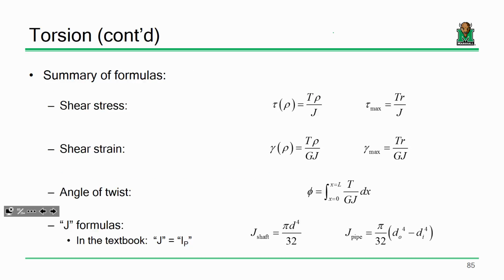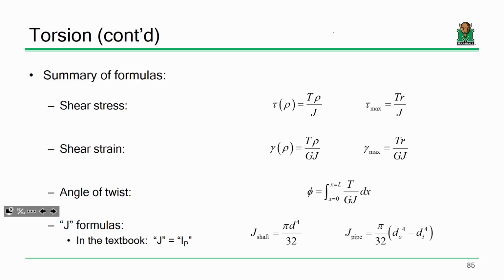Now, J, I've got formulas for J for a solid shaft and for a pipe. One point to mention, your book calls J I sub P, okay? The reason it does that is because I sub P references what's called the polar moment of inertia. I like to use J because J helps distinguish, in my opinion, what's going on between circular sections and non-circular sections. Later on, when you get into the nitty-gritty of stress analysis in your careers, that symbol J is usually reserved for pure torsion, just that twist, whereas warping is something entirely different, and it's distinguished in that regard.